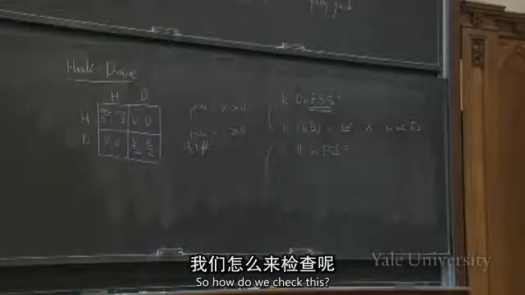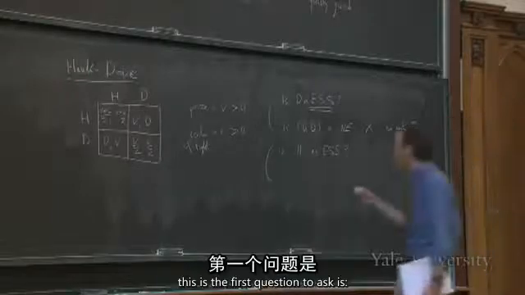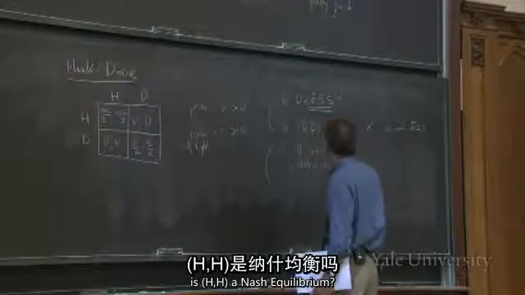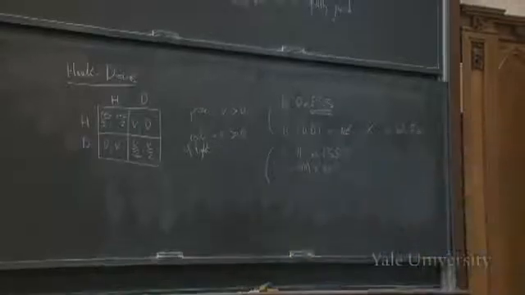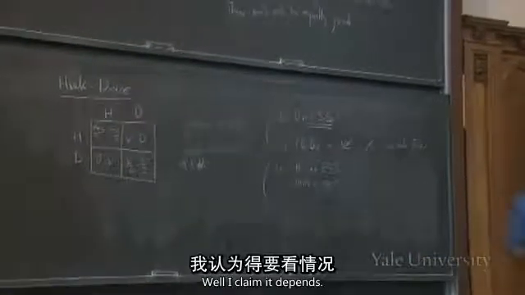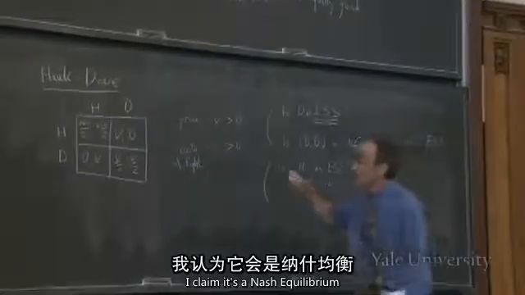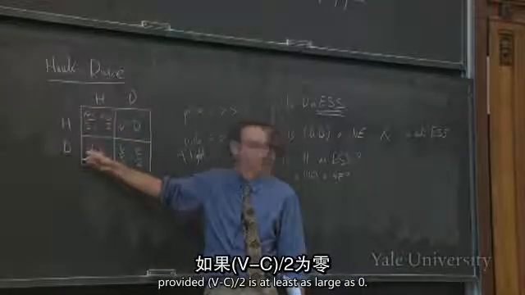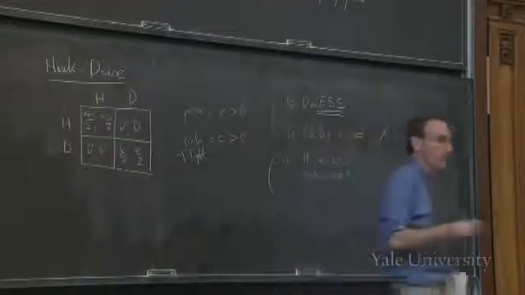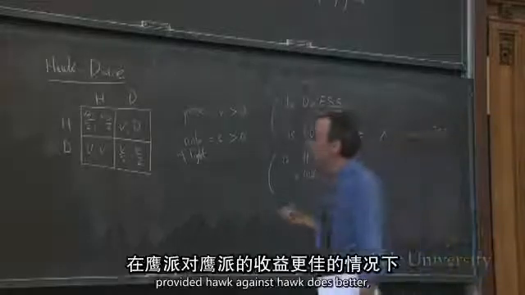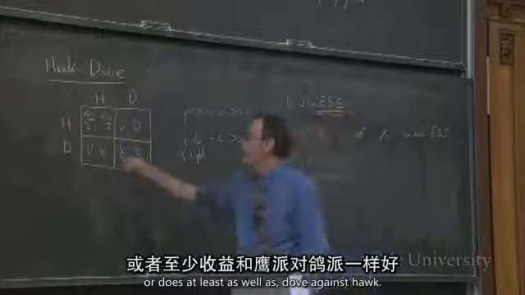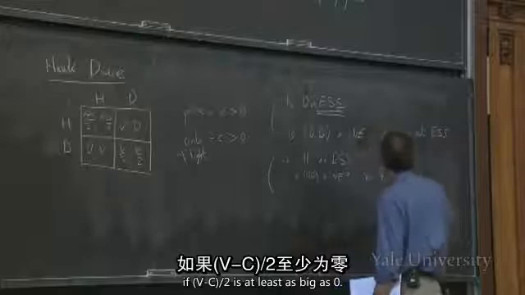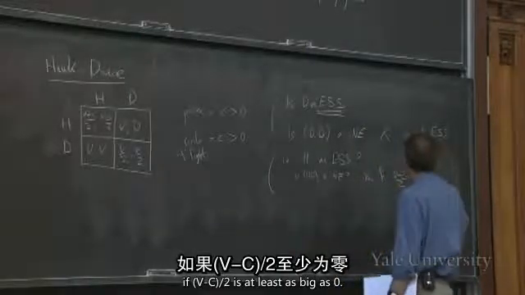So how do we check this? Well, we have to look once again and ask the question. The first question to ask is, is hawk-hawk a Nash equilibrium? Well, I claim it depends. I claim it's a Nash equilibrium provided V minus C over 2 is at least as large as 0. Is that right? It's a symmetric Nash equilibrium provided hawk against hawk does at least as well as dove against hawk. So the answer is yes if V minus C over 2 is at least as big as 0.